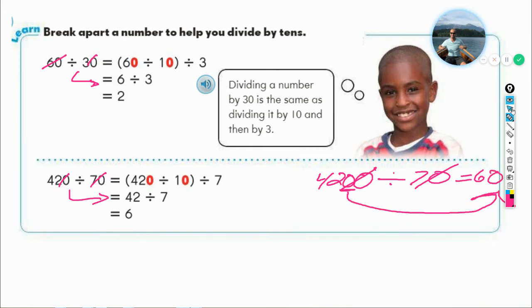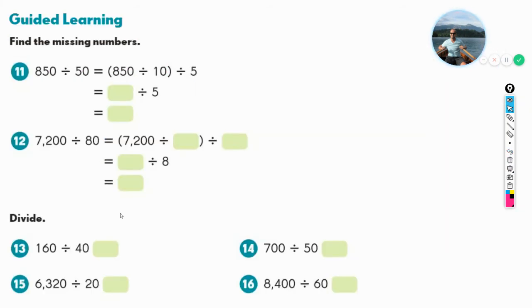Don't make fun of my arrows. They're having a rough day today. All right, moving on.